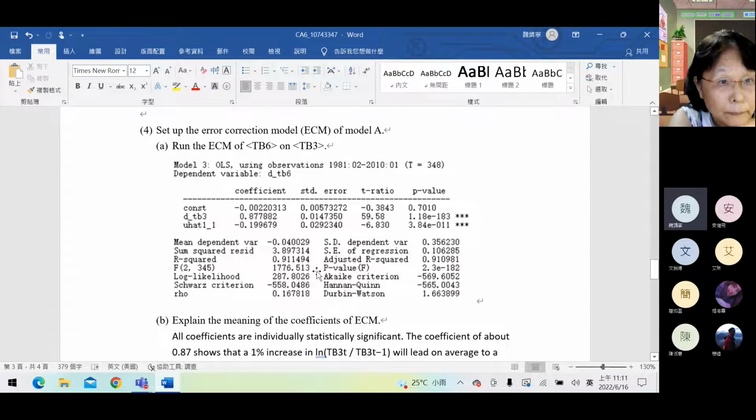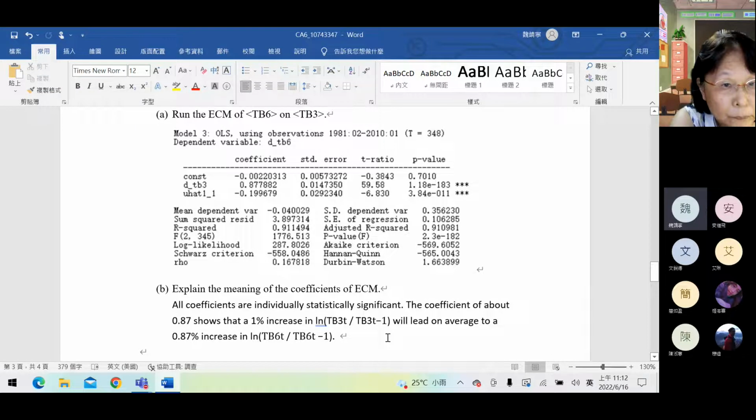Number 4, we need to set up the error correction model of model A. And in the A part, run the ECM of TB6 on TB3. And this is my result from Gretl. B part, we need to explain the meaning of the coefficient of ECM. Is this one. All coefficients are individually statistically significant, and the coefficient of about 0.87 shows that a 1% increase in this one. Sorry, I don't know how to explain this.